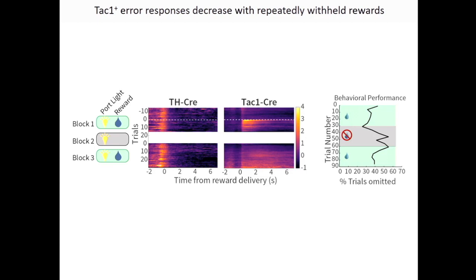The behavioral performance is also changing across the same time frame. So this is the extinction block, and you can see the percent of trials omitted goes up after they stop getting rewarded for these trials.